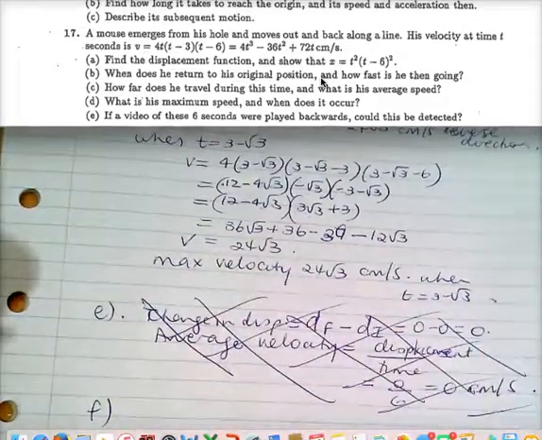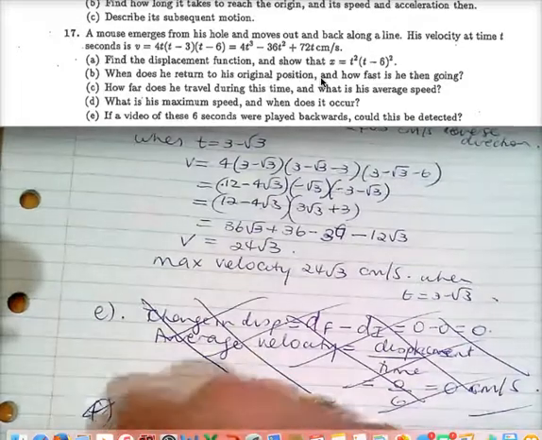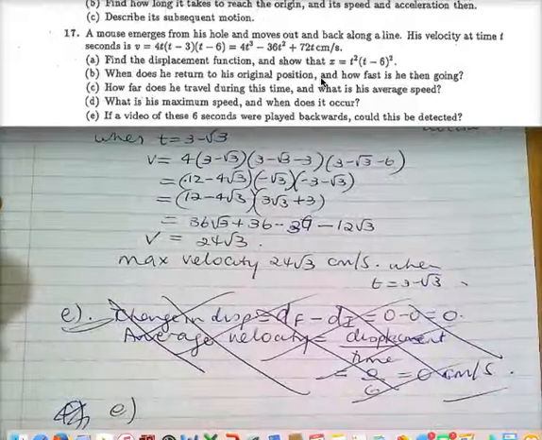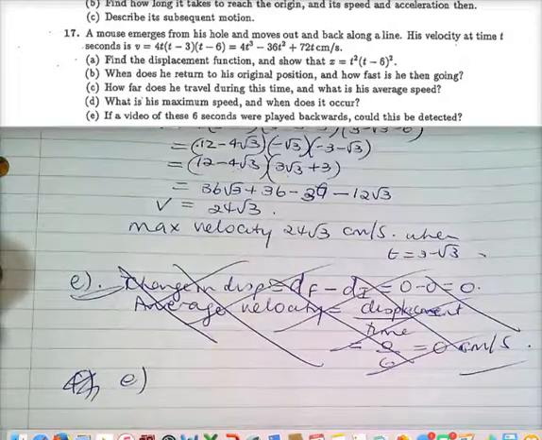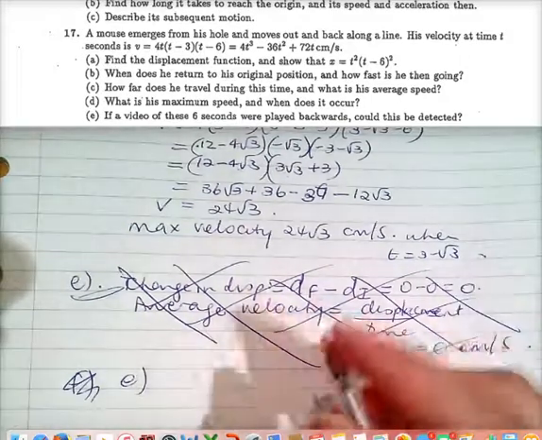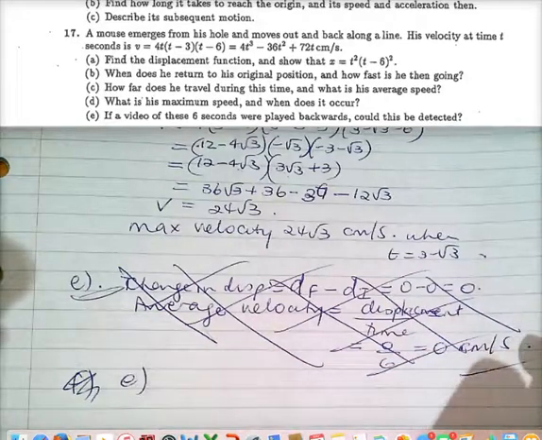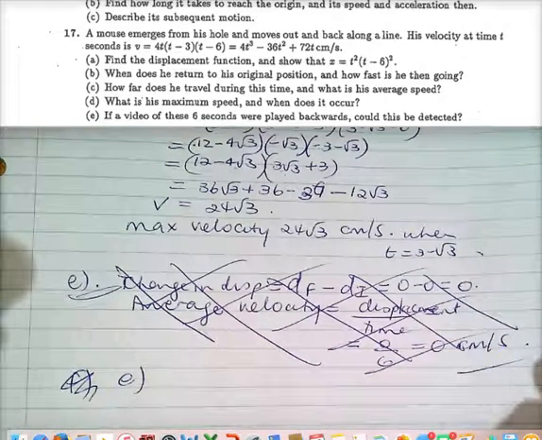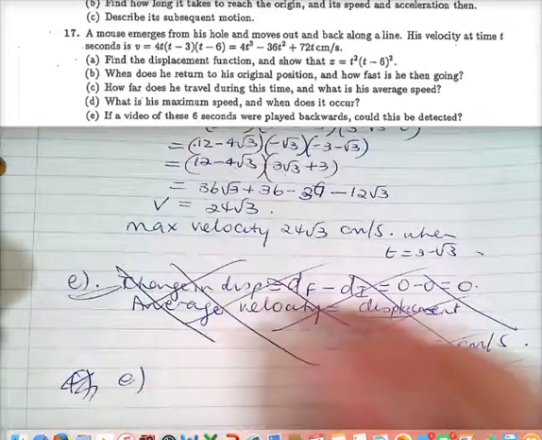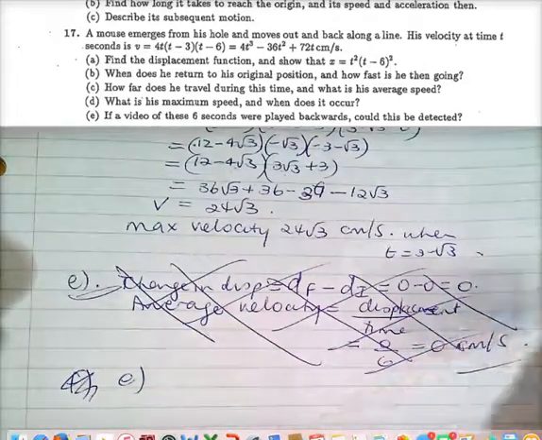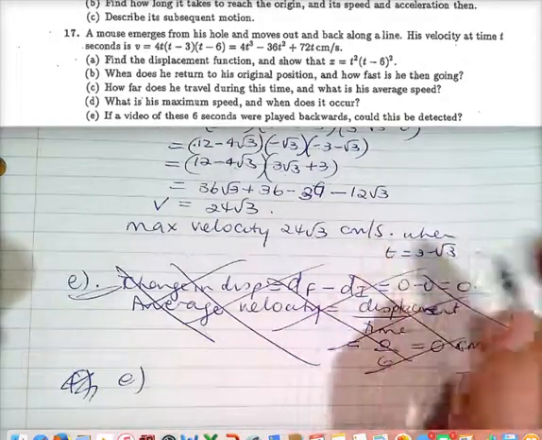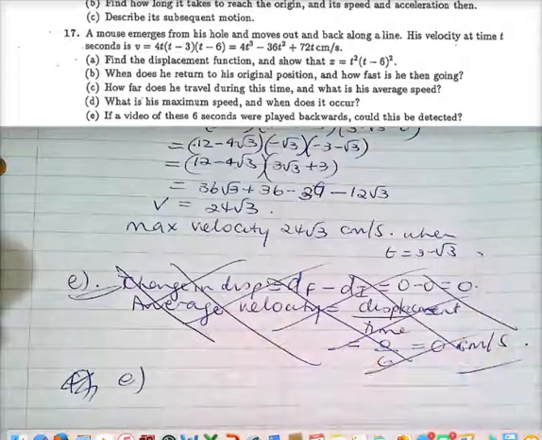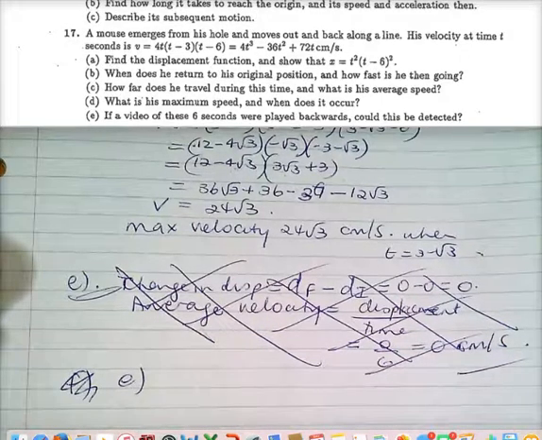Really sorry about that. And part E, again, is if a video of these 6 seconds were played back, could this be detected? Well, I think so. In the first 3 seconds, the mouse is running out, and in the last 3 seconds, the mouse is running back. So, not sure what they mean by could this be detected. So first 3 seconds, mouse runs out, stops, and then mouse runs back in for the last 3 seconds. Okay, that's the end of that question.